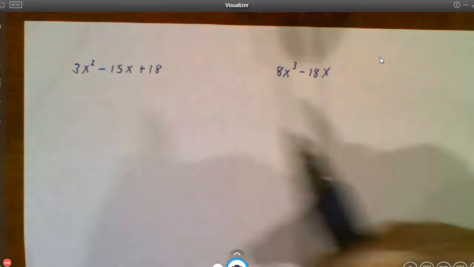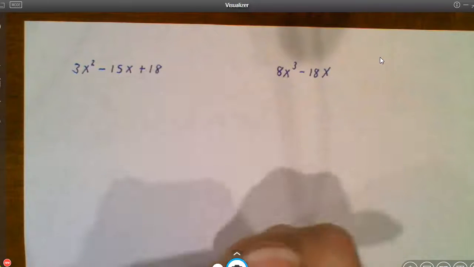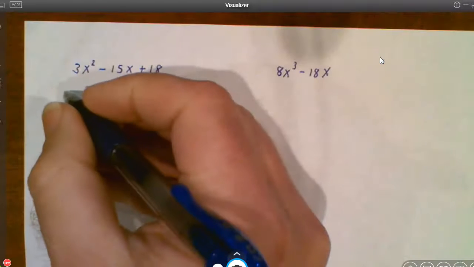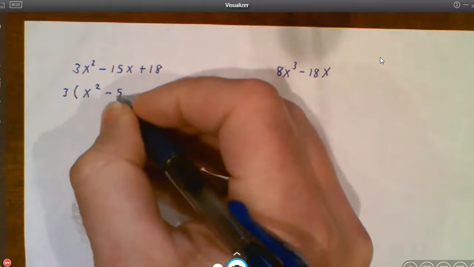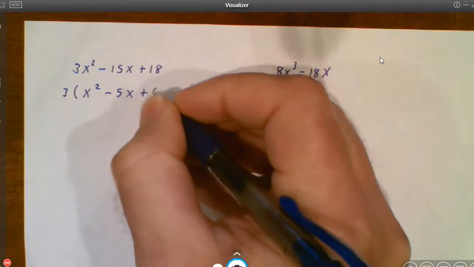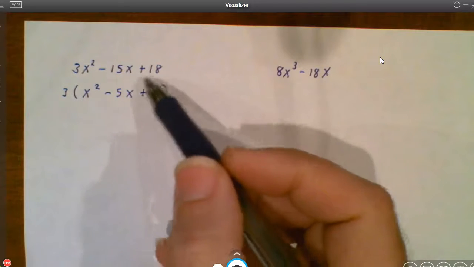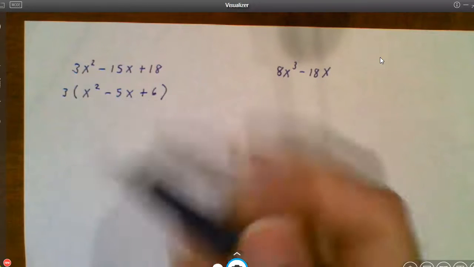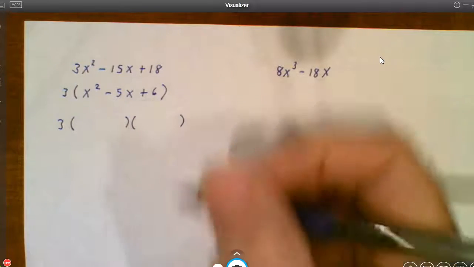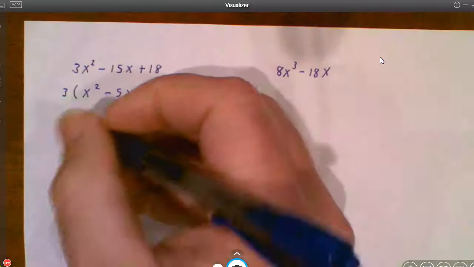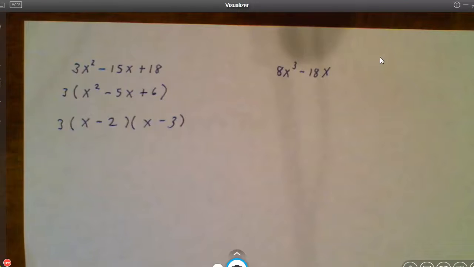So rule number one, don't forget that anytime you have a greatest common factor, you always take that out first. So in the first group here, I could factor out the 3, and if I bring down the rest, it's going to look like this. From here, we are looking to break this apart by saying what numbers multiply to be 6 that would add to be -5. So it looks like -2, -3 would do it. So x minus 2, x minus 3. And that's as far as that one goes.